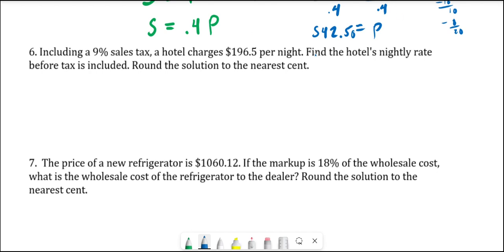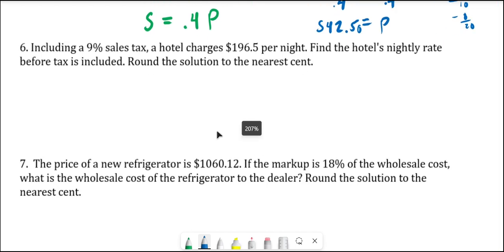Including a 9% sales tax, a hotel charges this much per night. So including the tax, okay? So what was the original price? That's going to be the question. Find the hotel's rate before the tax was included. Again, now we have to know something about how tax works, right?